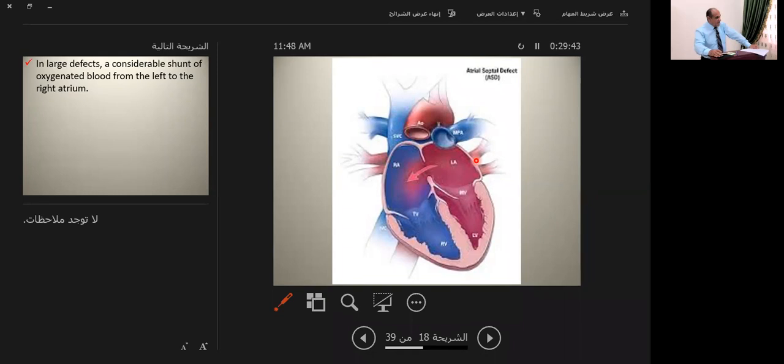واضحة الباثوفيزيولوجي شباب؟ مالت الاي اس دي؟ واضح. احد عنده سؤال استفسار على الباثوفيزيولوجي؟ عيني؟ ماكو سؤال إن شاء الله؟ اوكي.